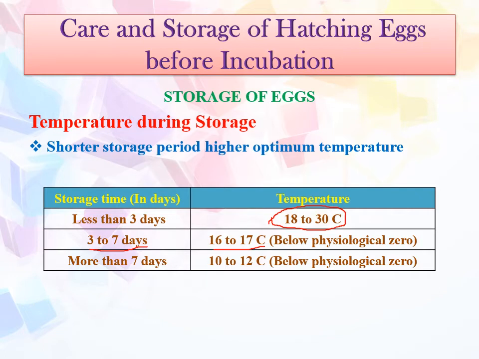And if the eggs are to be stored in the egg storage room of the hatchery for more than 7 days before putting them into the incubator, the temperature at which they should be stored is 10 to 12 degrees centigrade.